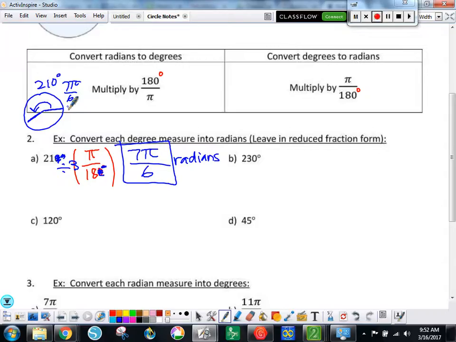So let's do this again. 230 degrees. What am I going to multiply that by so that I compare it to degrees? Pi over 180. Good. And I know this is the right conversion because the degrees will cancel. The zeros cancel. Does anything go into 23 and 18?